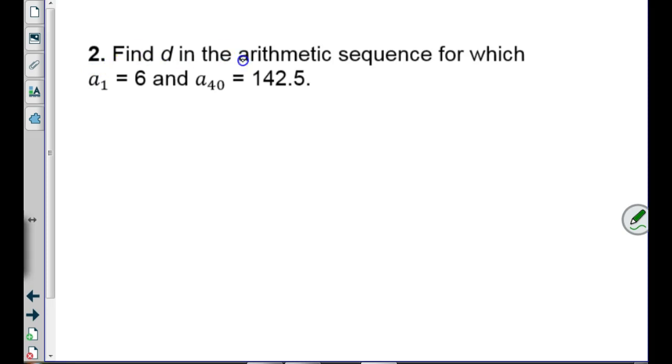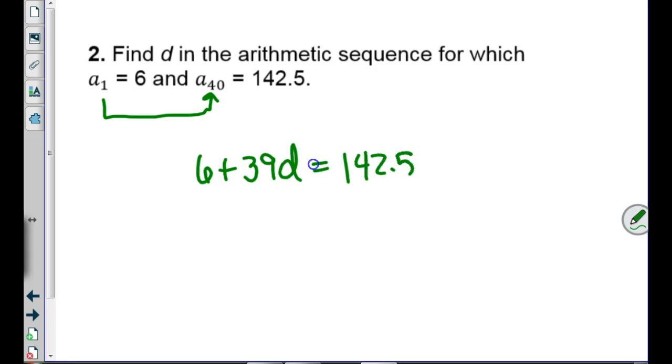All right. Find d in the arithmetic sequence for which the first term is 6 and the 40th term is 142.5. I know we did this kind on the worksheets. How many differences did they add? 39. So 6 plus 39 differences became 142.5. Or you could write out the whole thing. The 40th term equals the first term plus the difference times 40 minus 1. So then you'd put in 142.5, 6, and this would become 39. Same process.